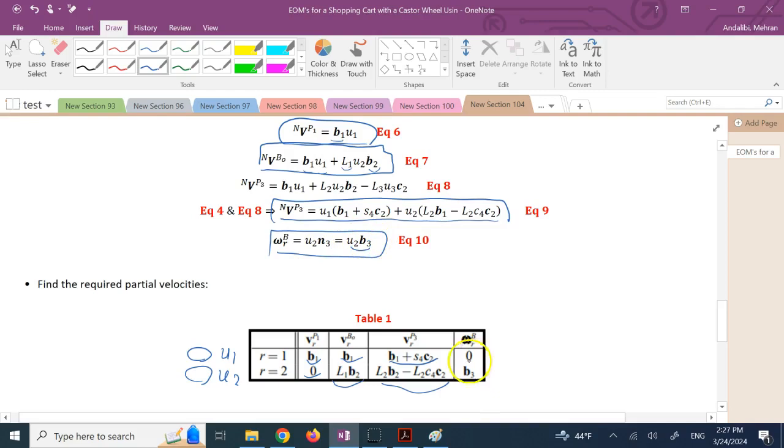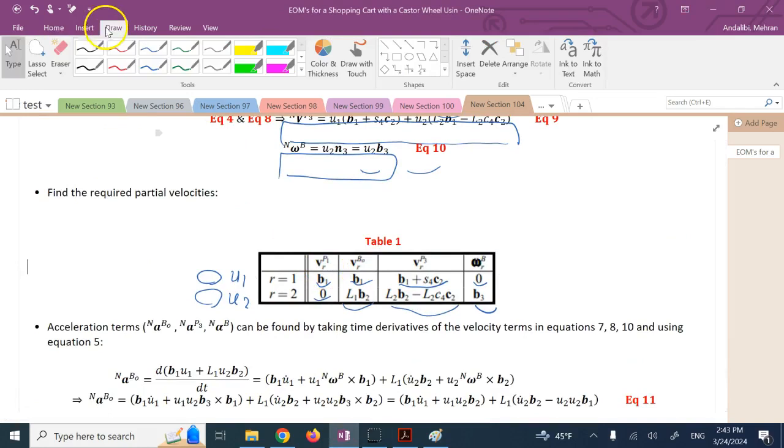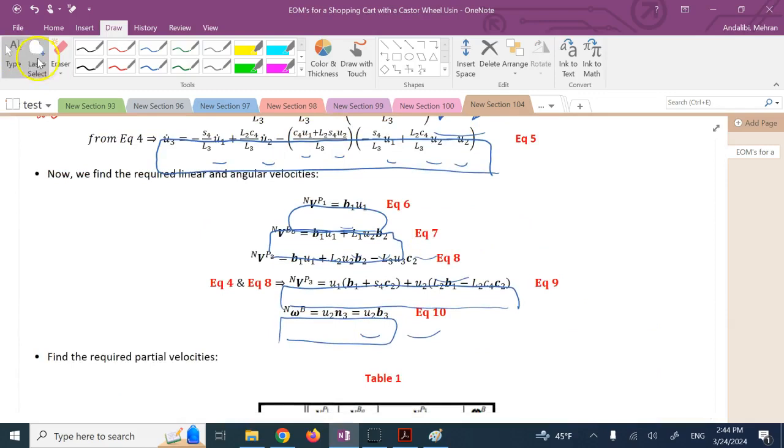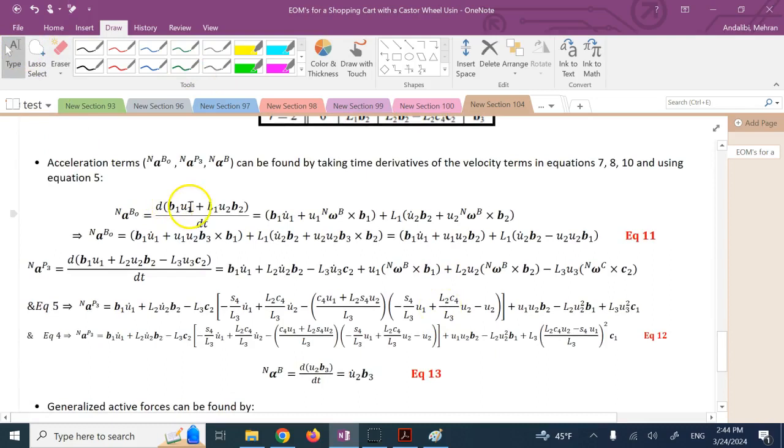Next, we have to calculate the acceleration terms, and the acceleration terms are quite big too. If you look here, there are three terms that we need to do acceleration for: A at point BO, then A at point P3, and finally alpha of member B. So what we need to do is take the time derivative of equations 7, 8, and 10, which are V of BO, V of P3, and omega of B.